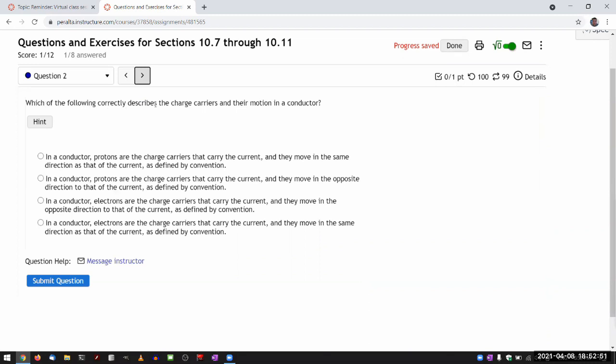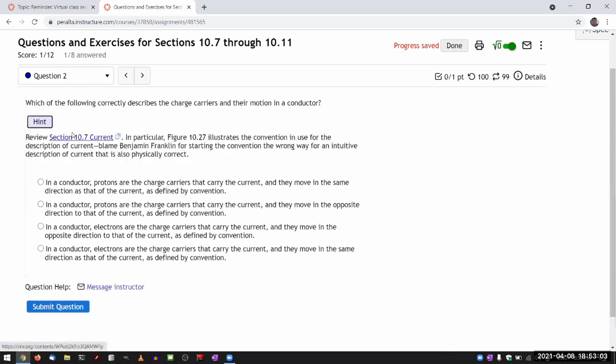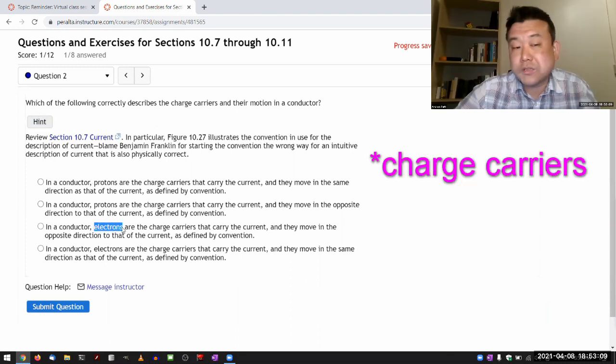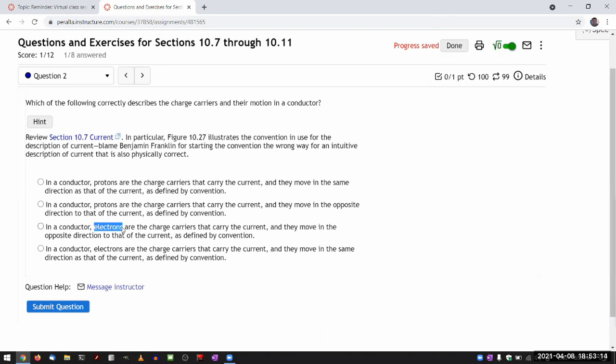Which of the following correctly...? Maybe that's worth describing. Let me look at the choices and see. Now, this is a reading check. You do kind of need to know something about a conductor. You need to know that the electrons are typically the charge carriers. Even in semiconductors where there's a hole that's moving, it's the electrons that do the moving. Protons are part of the atomic lattice and they don't move in a solid material.